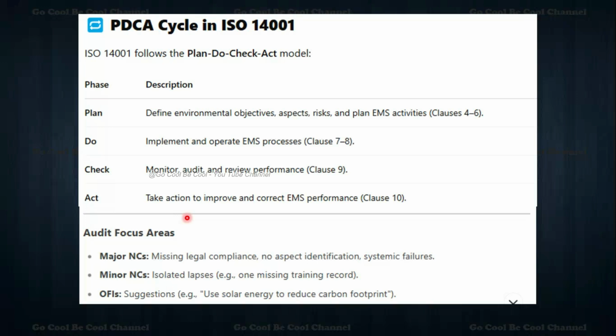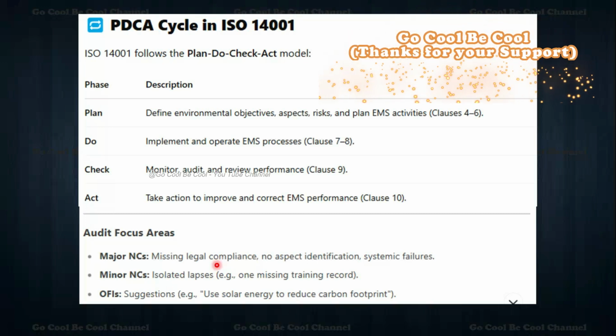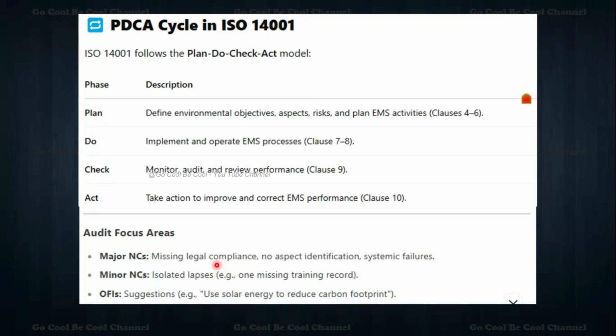So the audit focus area is mainly major NCs, which are supposed to be there: missing legal compliance, no aspect identification, system failure, and if it is damaging the environment, we can directly take it as a call for a major NC. Minor NCs, yes, are isolated lapses, for example missing training records and everything. OFIs are just suggestions, like use solar energy to reduce the carbon footprint, something like that we are able to provide.